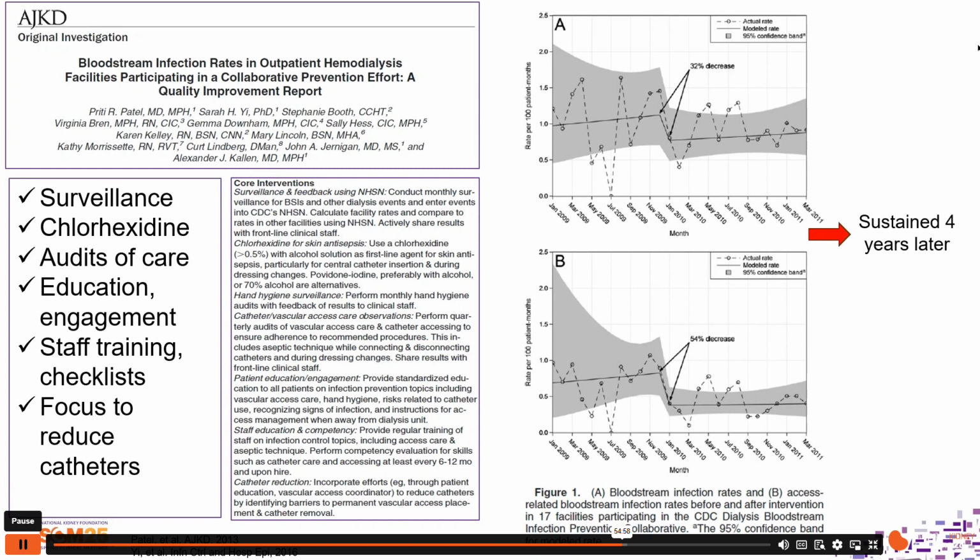And another study came back to this, looked at these sites and what they were doing 4 years later, and found that these benefits were sustained 4 years later. So implementing this comprehensive approach of systems and quality improvement, multifactorial, improved and optimized prevention.